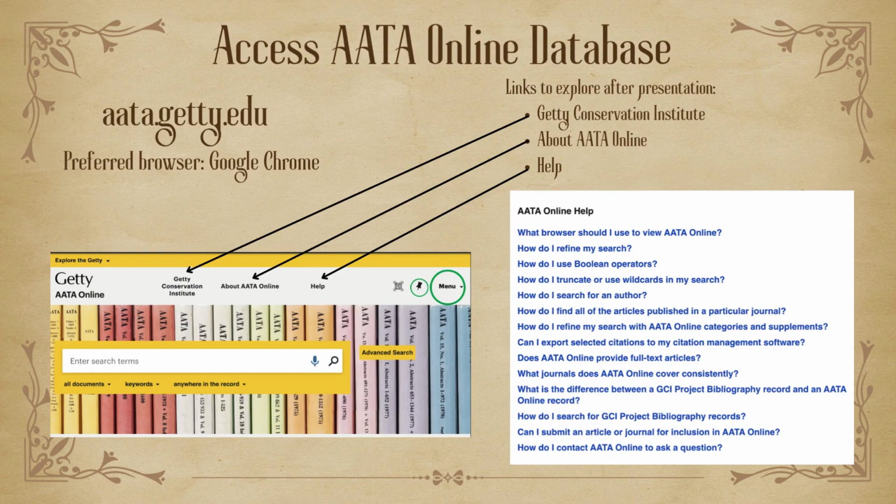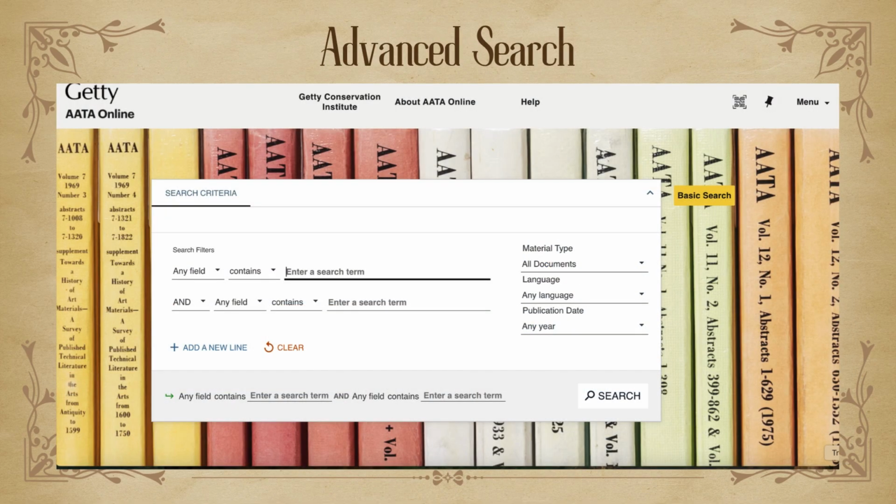The homepage defaults to a basic search strategy, allowing you to filter your search by material type, keywords, and choice of where to search within a material record. There are a few links to explore after this presentation: the Getty Conservation Institute, about AATA Online, and the Help link. The help link provides answers to many questions you may have, including details on searches using Boolean operators, truncation, and wildcards, which we will review in a moment. The pushpin icon enables you to access saved searches or records, and the menu link allows you to select your display language.